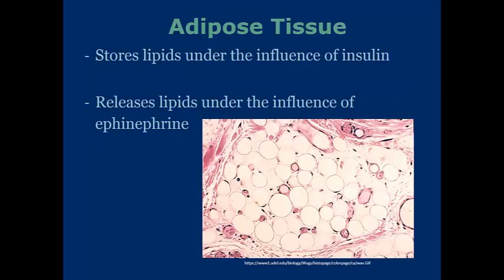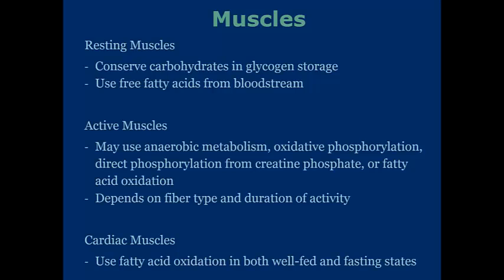Adipose tissues, or fat tissues, will store lipids under the influence of insulin, as insulin triggers their uptake. Under the presence of high amounts of insulin, they're going to take in external nutrients and store them away. The release of lipids will happen under the influence of epinephrine in states of desperate need of energy, or low energy overall. Muscles are going to have very different approaches as well.